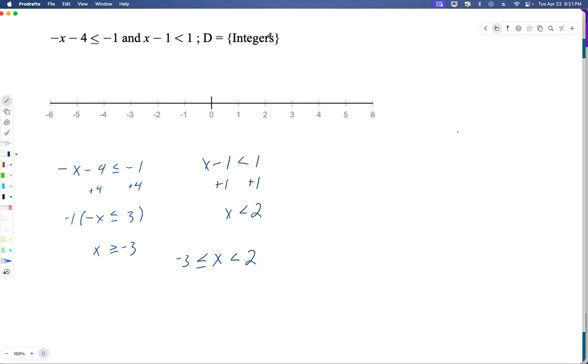In the domain of integers, x is greater than or equal to negative 3. So we include negative 3, right? But it's less than 2. So we don't go up to 2, we stop at 1. And then we would take all of the integers in between. That's how we would graph that.